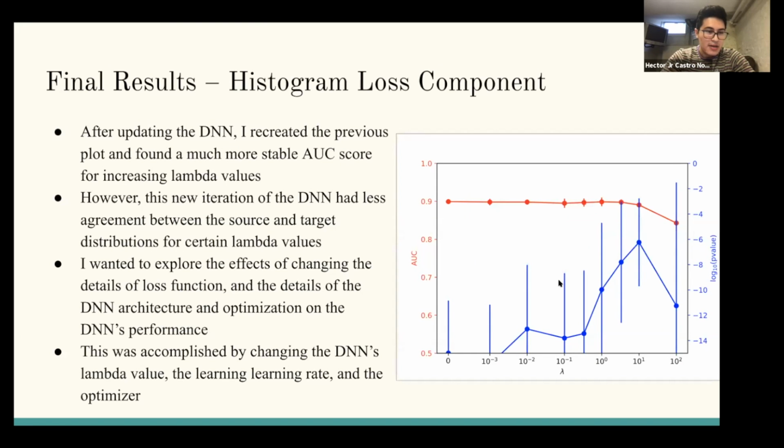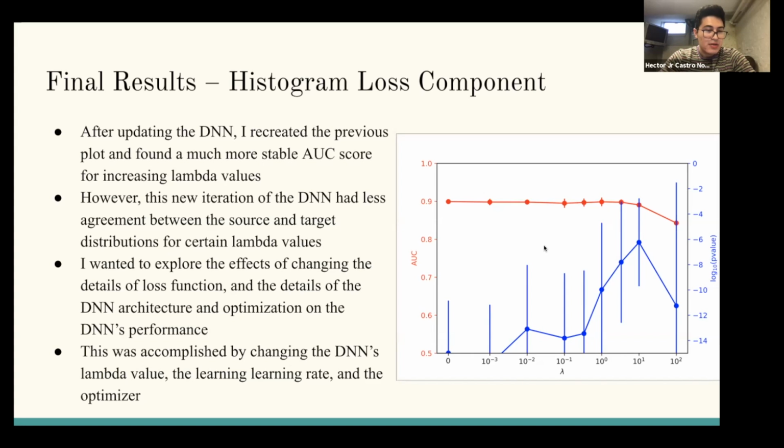After updating the DNN, I recreated the previous plot and found a much more stable AUC score as I increased the strength of the histogram loss component. However, this new iteration of the DNN had less agreement between the source and target distributions for certain lambda values. From this plot, I also noticed that the model worked best at a lambda value close to 10 to the power of 1, so we began to test different optimizers, learning rates, and batch sizes in the DNN with a lambda value of 10.